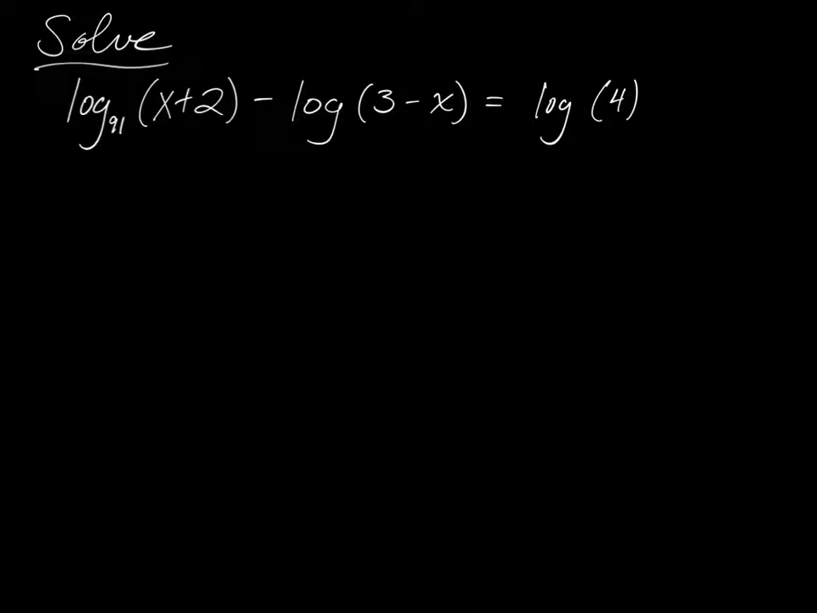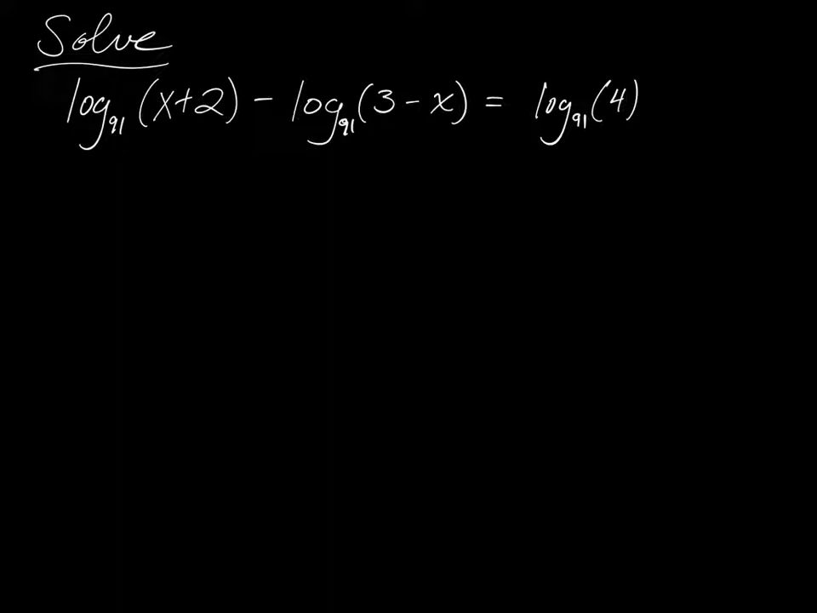In this example, oops, I see something I missed. All these logs have base 91. There we go. Now, this example looks really similar to the last one. First, I want to point out that everything is inside of a log, so we will use the one-to-one property again. But this time we have subtraction. When you have subtraction in your condensing logs, positive log arguments go on the top, and negative log arguments go on the bottom.